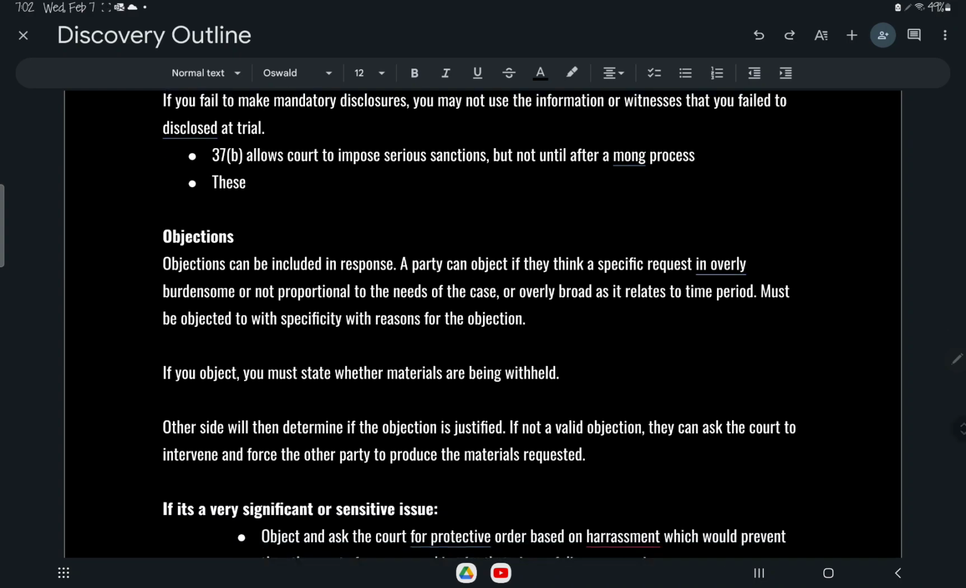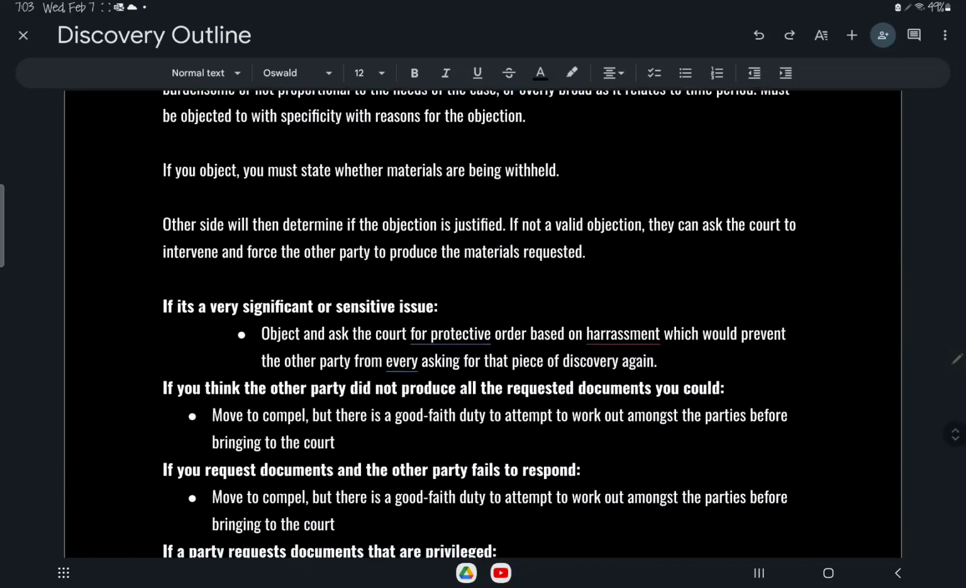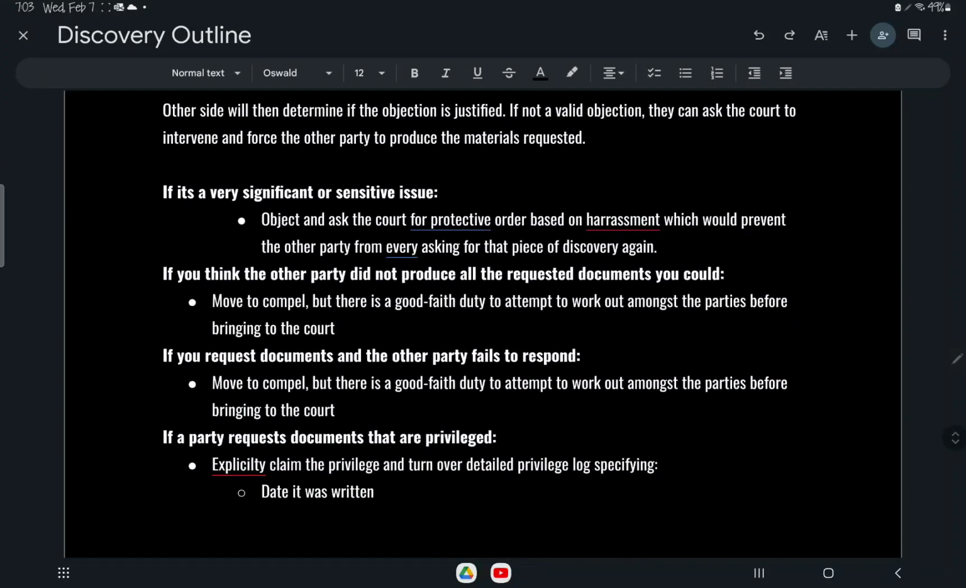after the process. Objections. Objections can be included in the response. A party can object if they think a specific request is overly burdensome or not proportional to the needs of the case, or overly broad as it relates to time period. Must be objected to with specificity with reasons for the objection. If you object, you must state whether materials are being withheld. The other side will then determine if the objection is justified.